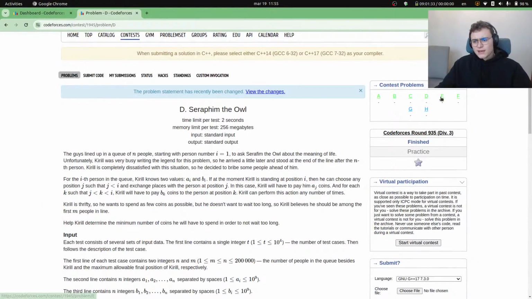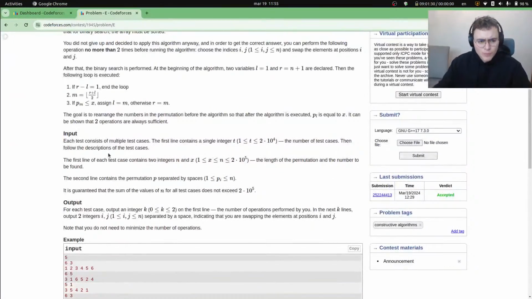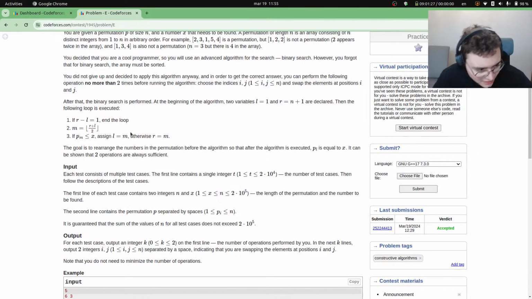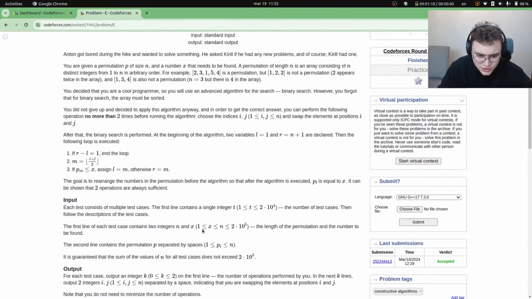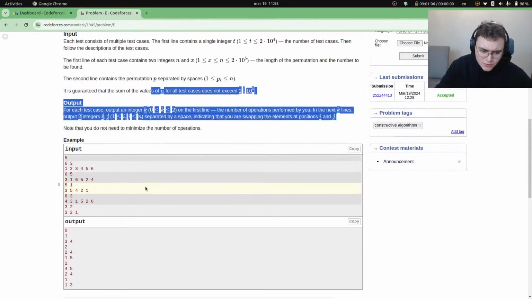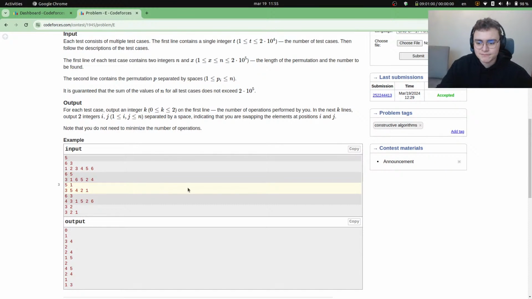So to problem E. In problem E we have some weird binary search on an unsorted permutation, and we want to make sure that this binary search returns the number x, right? And we want to make sure of it by swapping two pairs of indexes in this permutation. Okay.